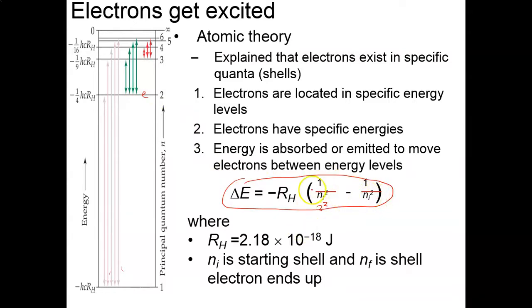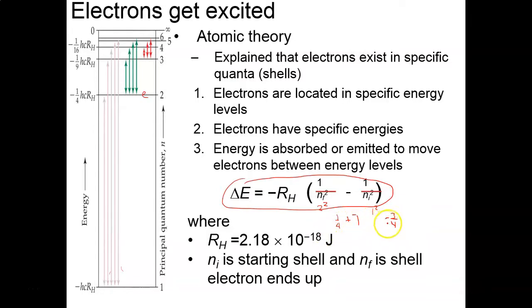Your NI is your initial shell. So we went from the 1st shell, so it'd be 1 over 1 squared, which is basically just 1, right? So 1/4 minus 1, times RH, will give us the energy. Now, you'll note that 1/4 minus 1 gives you a negative number, right? Because 1/4 minus 1, you do this thing, you basically get negative 3/4.